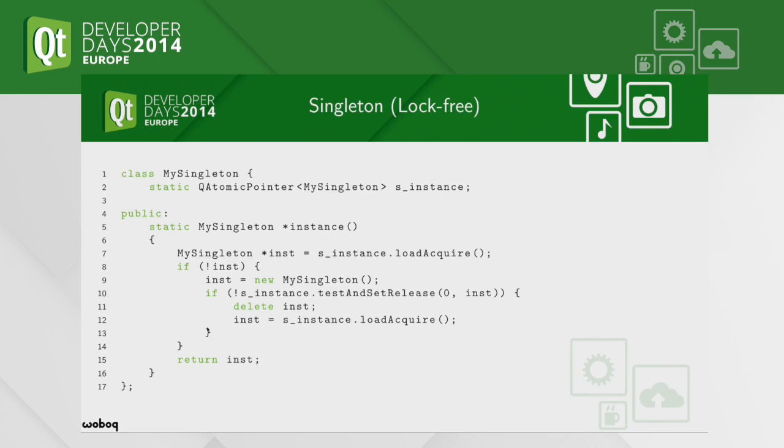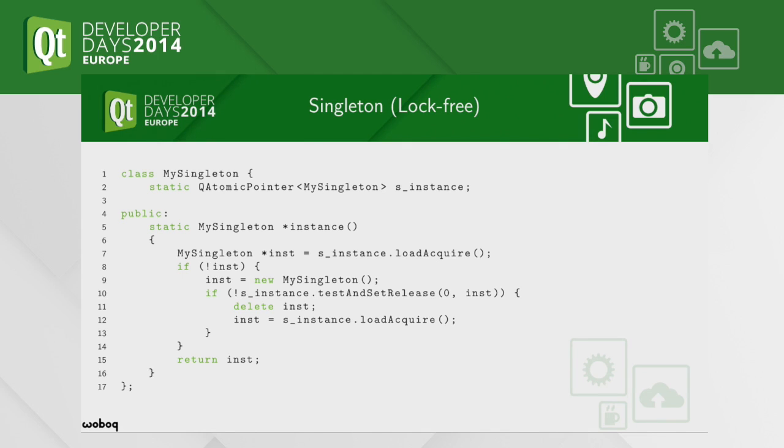So now we can use the test and set operation here to implement our singleton in a lock-free way. Totally lock-free without any mutexes. So the way it works, if two threads are coming in at the same time for the first time as before, we're going to make a load acquire there just like in the previous way. And they're going to both create the singleton. And then they're going to try to set it to the static instance. So we want to set it from 0.